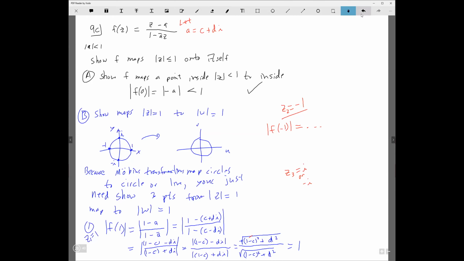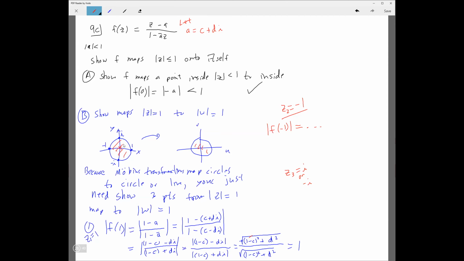For the a part, the a part's all done, because we already know that 0 maps inside. Basically, it's like this: if this point in the inside maps to the inside, then everything inside is going to map to the inside. It doesn't have to be the center, just any point inside. Okay. Let me say that again.